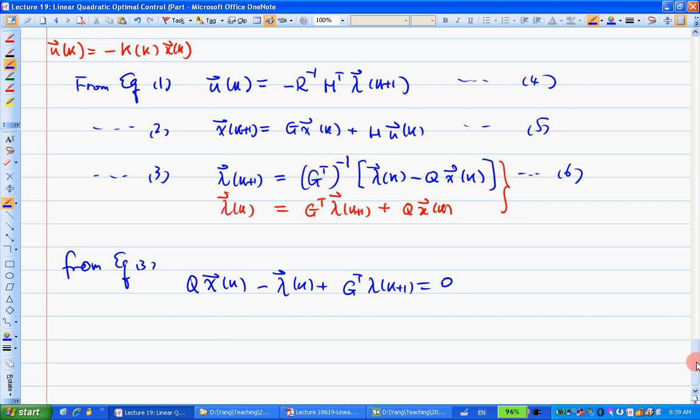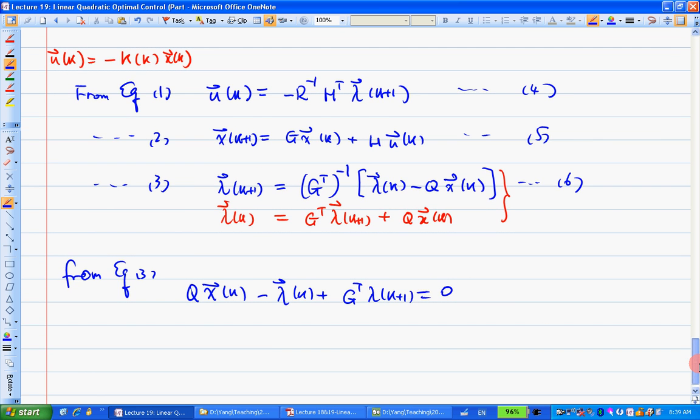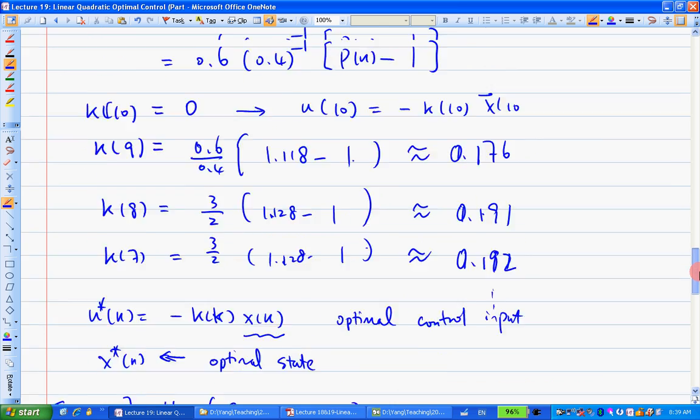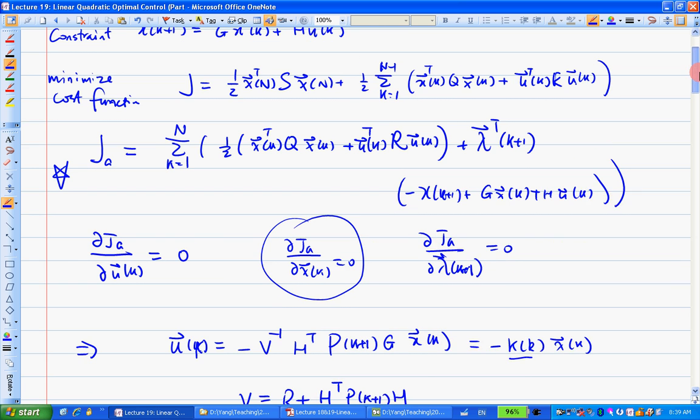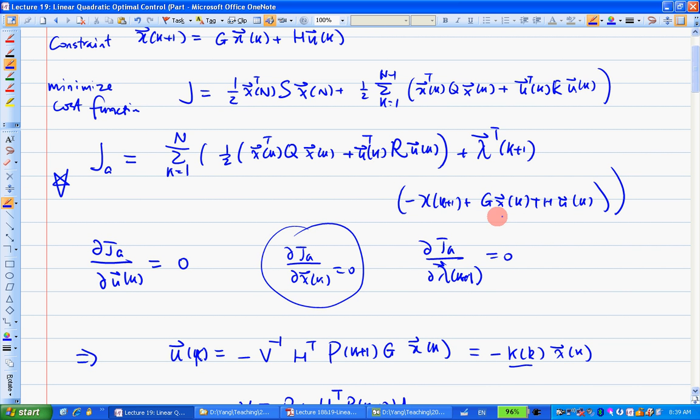Let's come back to the augmented cost function and take a second look. Take a look at this term here. It's this multiplied by this bracket. If you multiply this lambda transpose into the bracket, we have a lambda transpose multiplied by g here, and another lambda transpose multiplied by h here.